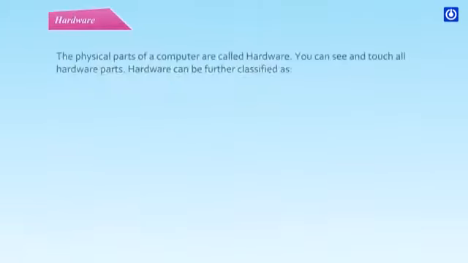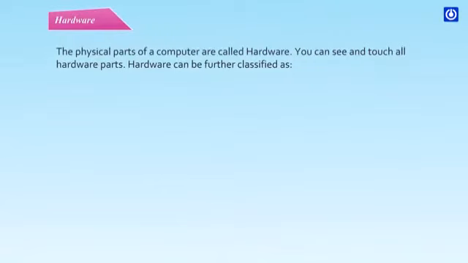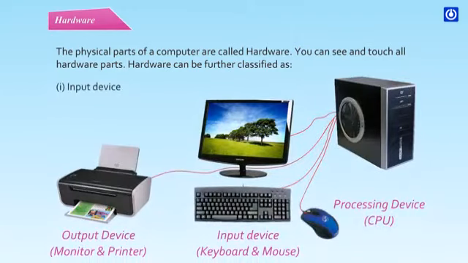Hardware. The physical parts of a computer are called hardware. You can see and touch all hardware parts. Hardware can be further classified as input device, processing device, and output device.